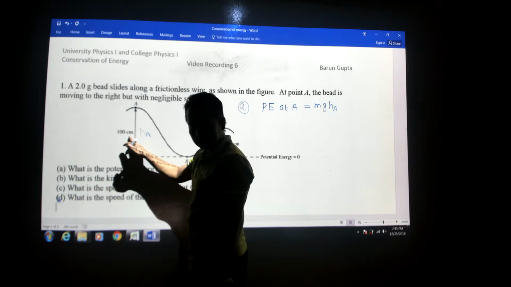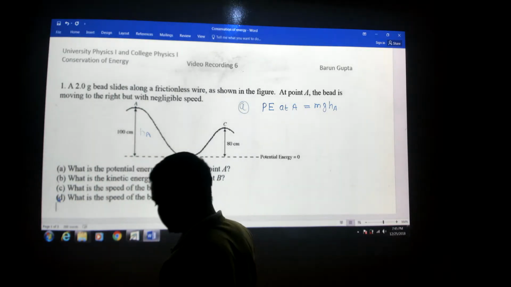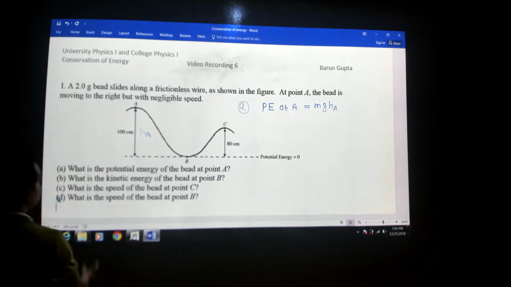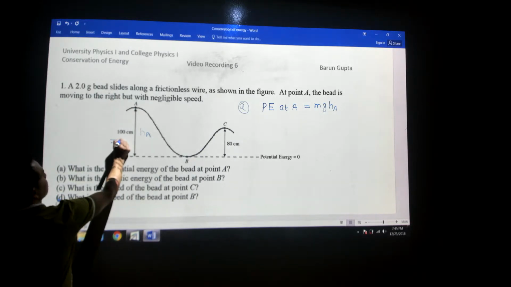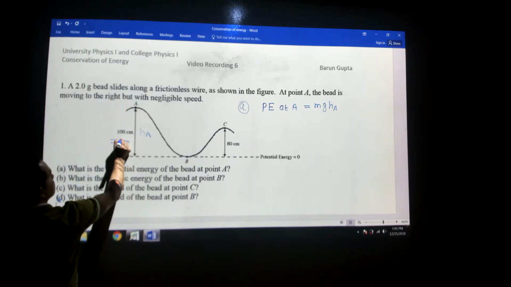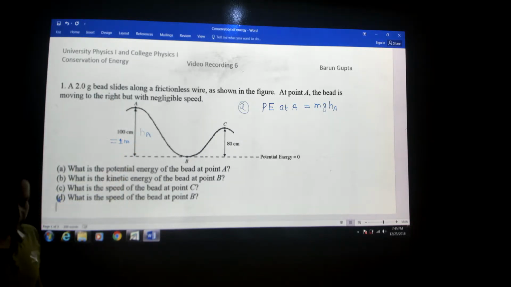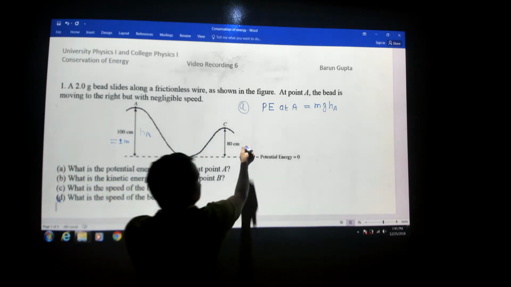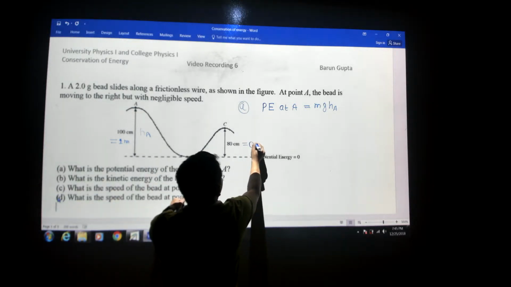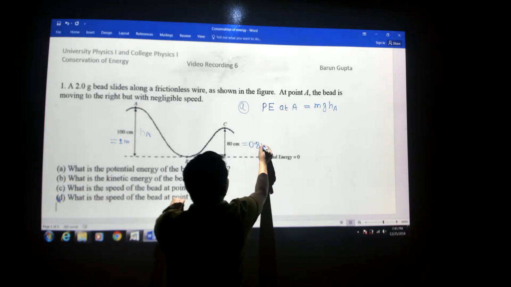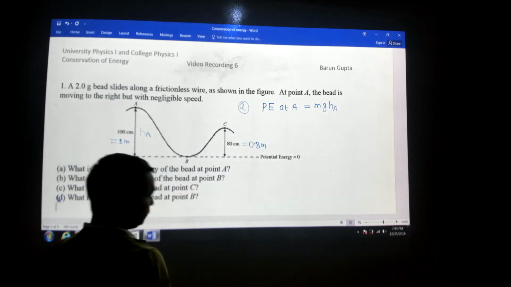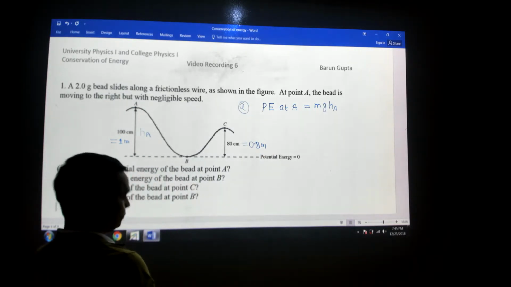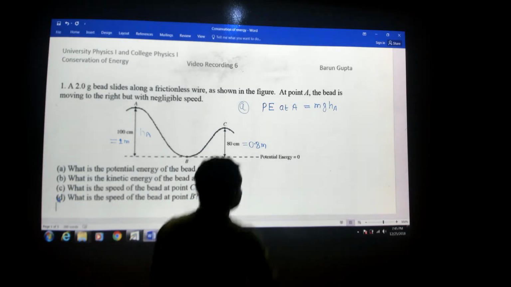This is 100 centimeter. So I'm just going to change this 100 centimeter to meter, and this is equal to 1 meter. And this is 80 centimeter, so the 80 centimeter is equal to 0.8 meter. Everything has to be in the SI system. So let's calculate this value then.